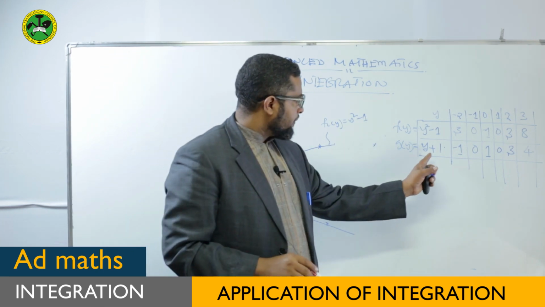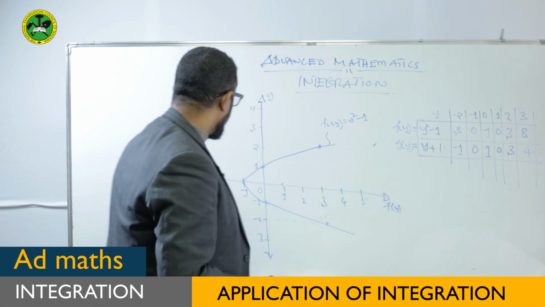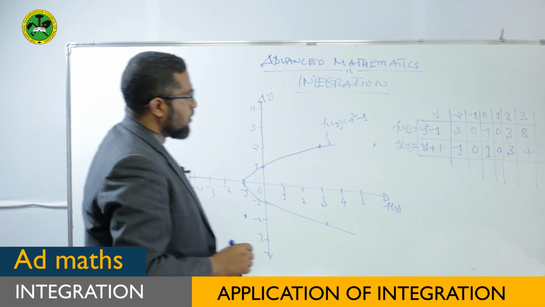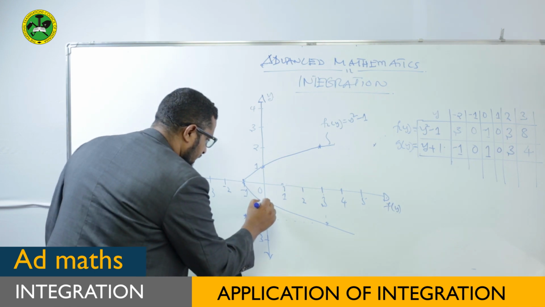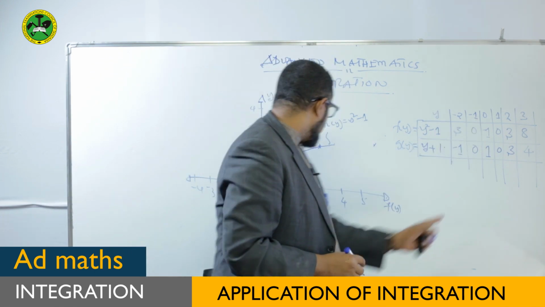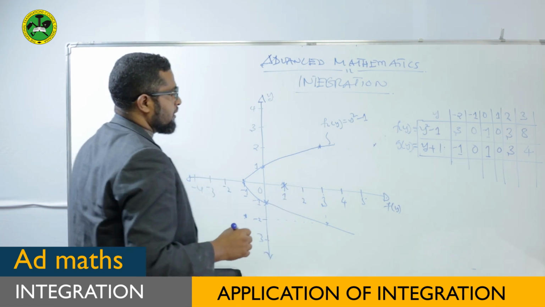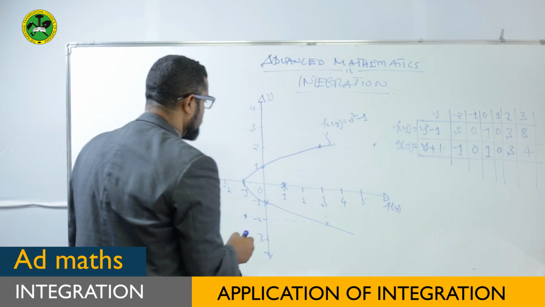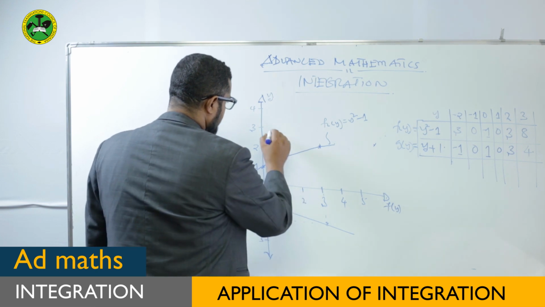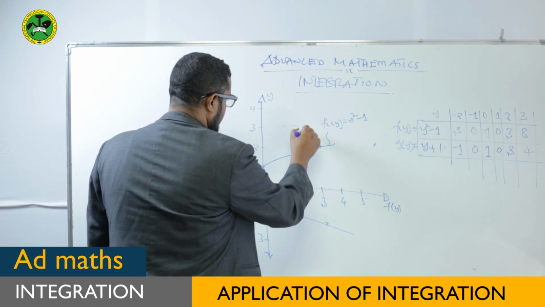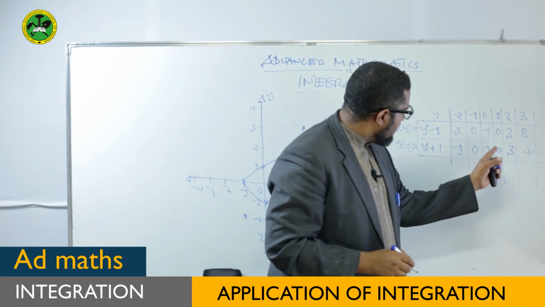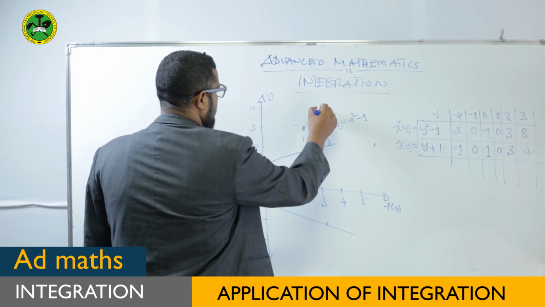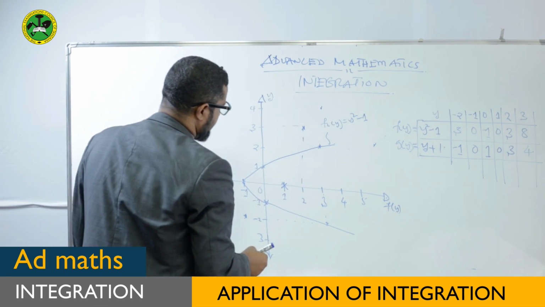Now let's go for the second one. When negative 2 gives us negative 1, when negative 1 gives us 0, when it's 0, it gives us positive 1. And when it is 1, it gives us 0. When it is 2, it gives us 3. Again, when it is equal to 3, we have 4. Now join the points.